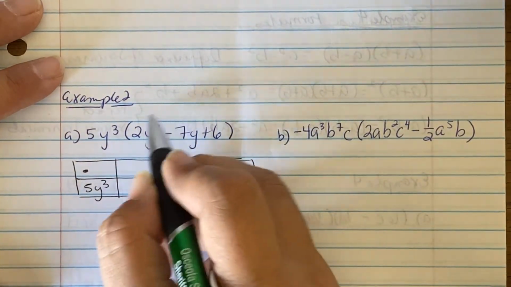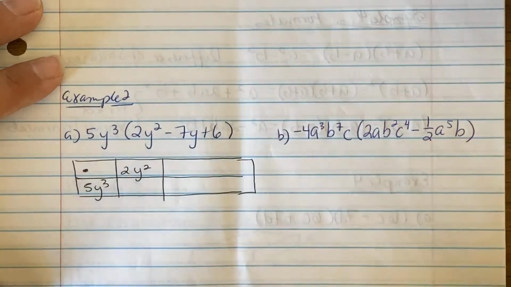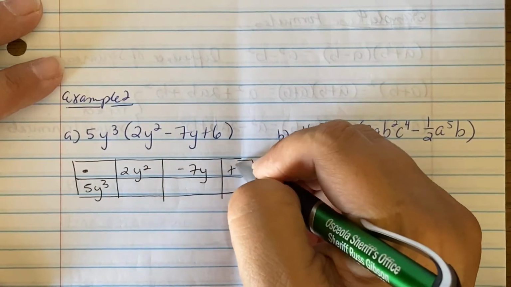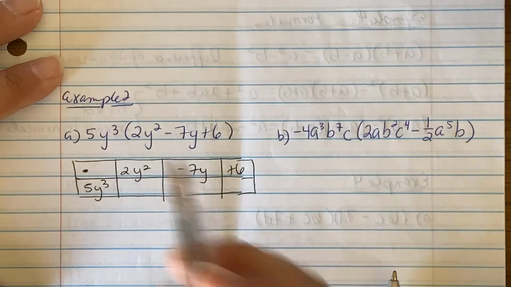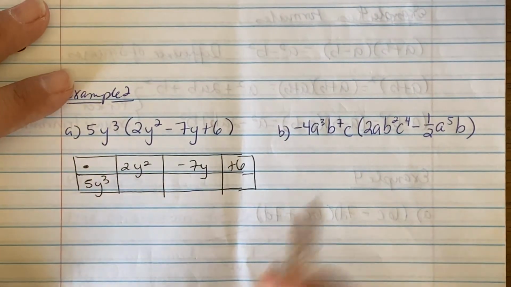And then you're taking your parentheses and splitting them. So you write 2y squared, make it a column. Negative 7y, make it a column. Positive 6, its own column. And all we're going to do is apply multiplication. You can distribute. Some people don't see the distributive property, so it makes it easier to use the box method.